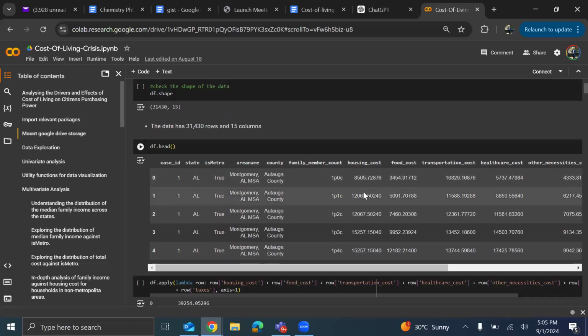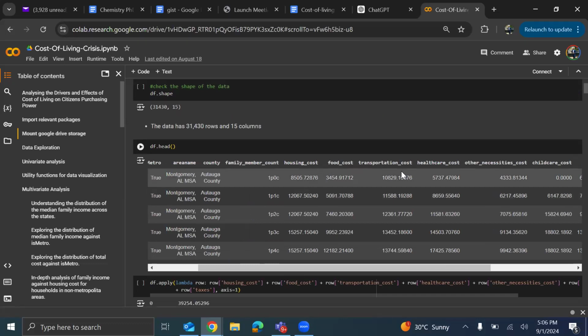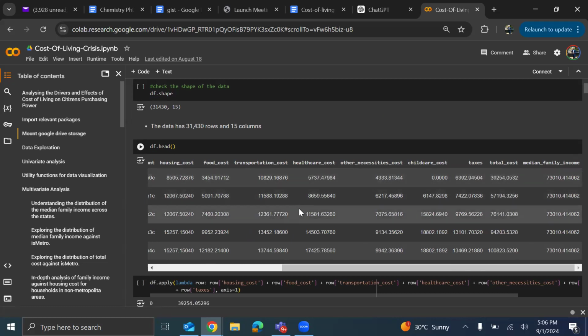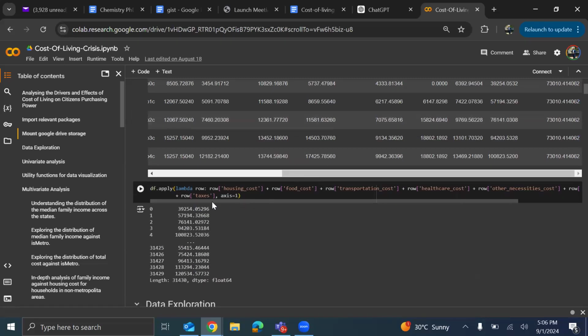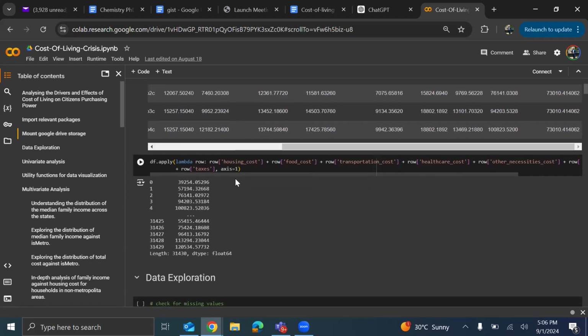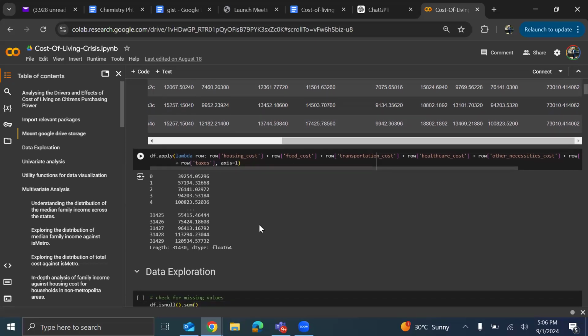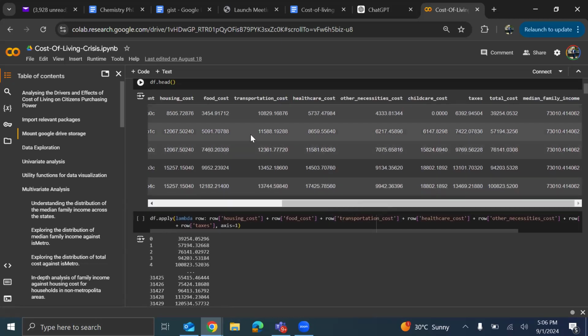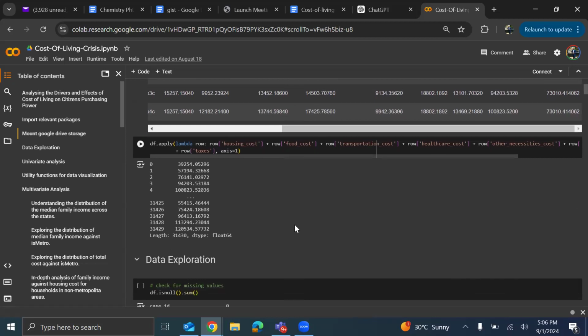I noticed that there's housing cost, food cost, transportation, healthcare, and then another thing called total cost. So what I did here was to see if this total cost is just the sum total of all of these costs listed here. I wrote the code to do that, and I noticed that actually it's the same thing. The total cost is simply a sum of all of these costs, not a different cost variable on its own.